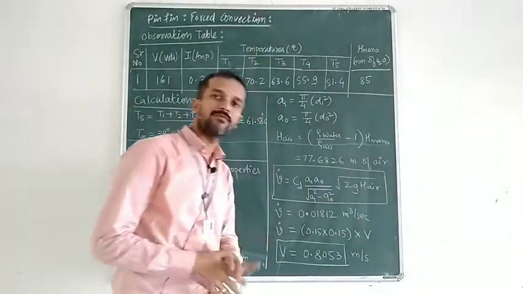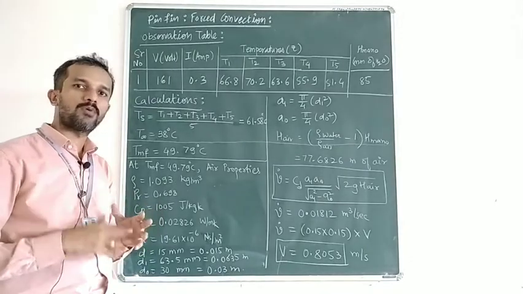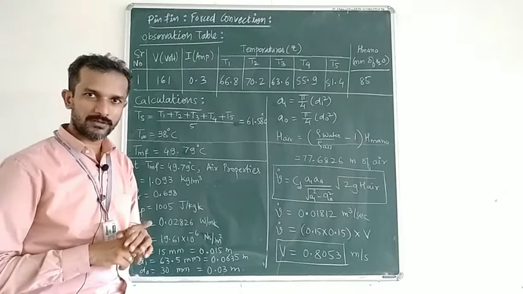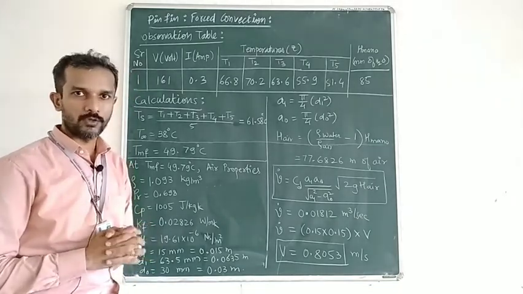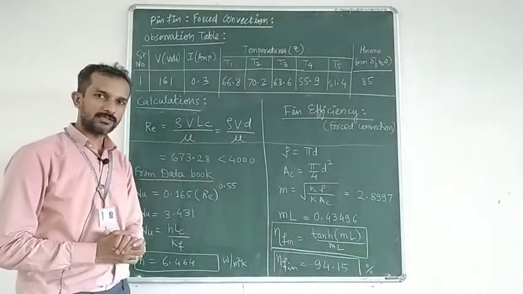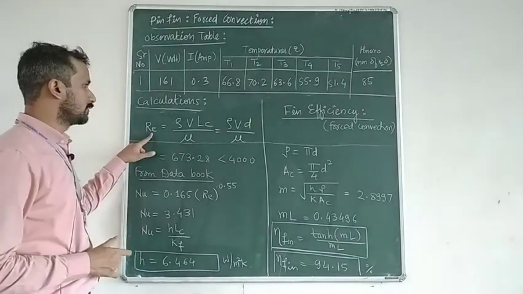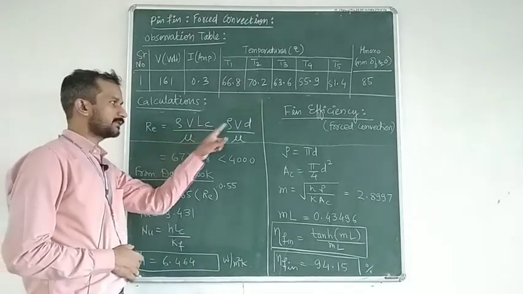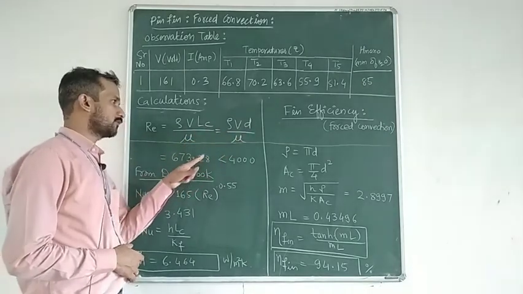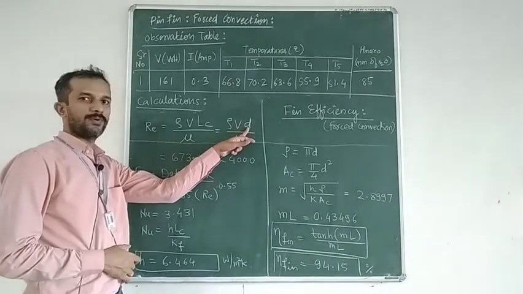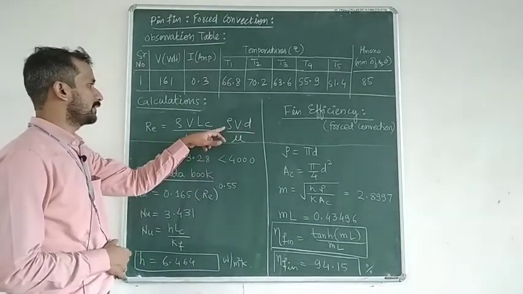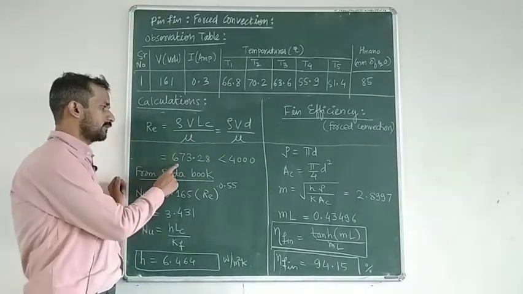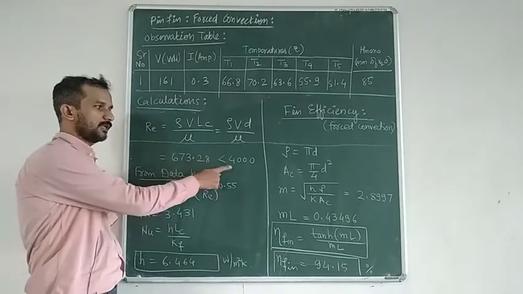Now with the help of this velocity we will find out the Reynolds number, then with the help of a correlation we will find out the Nusselt number, and with the help of the Nusselt number we will get the heat transfer coefficient and the remaining fin analysis. So we have got the velocity. Now we will find out the Reynolds number. Reynolds number is rho v LC upon mu. Characteristic length in this case is the diameter of the fin, so we put the diameter of the fin as 0.015 meter, along with density of the air, velocity and dynamic viscosity. We got the value as 673, which is much less than 4000.